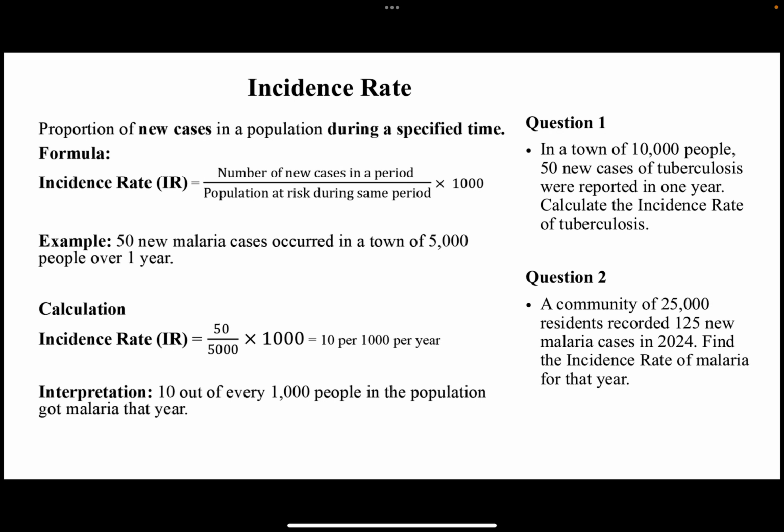Okay, let's move on to the next. So in example 2, if you want to calculate the incidence rate, the population at risk is 25,000 residents. How many cases? 125 new cases of malaria. So the formula: number of new cases in a period divided by the population at risk. The number of new cases is 125 divided by 25,000. Then you multiply by 1,000. Is that okay? The answer you get, you express per 1,000 per year.